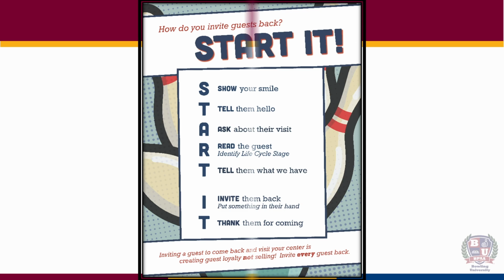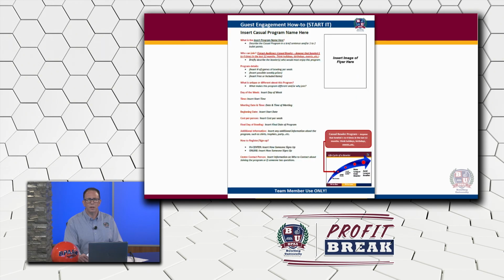And we're not telling them everything we have. We're telling them stuff that may enhance their visit or that they would want to come back and do. We're not going to tell a senior that we have late night Friday bowling. So we've got to pick the right product to tell them about. And then we've got to invite them back and get a flyer in their hand. And then a really important part is thank them for coming. So we can use this to train our frontline team members on how to ask a guest to come back.